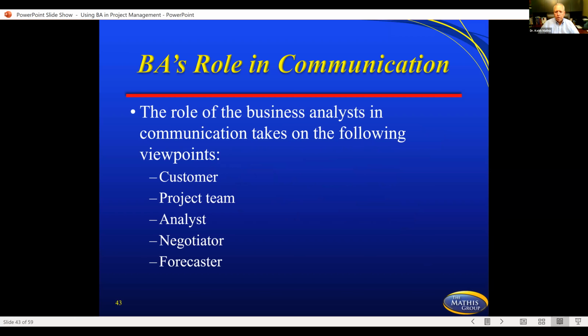You're going to have the viewpoint of an analyst, what you've researched, and here's the solution you think is best that meets the criteria. You're going to have to be a negotiator as well. Those negotiation skills have to increase because you're negotiating with all sides. And notice the last one here, the forecaster, because you're forecasting what's going to happen based on your research. That's why this analysis is so important in everything that we do.